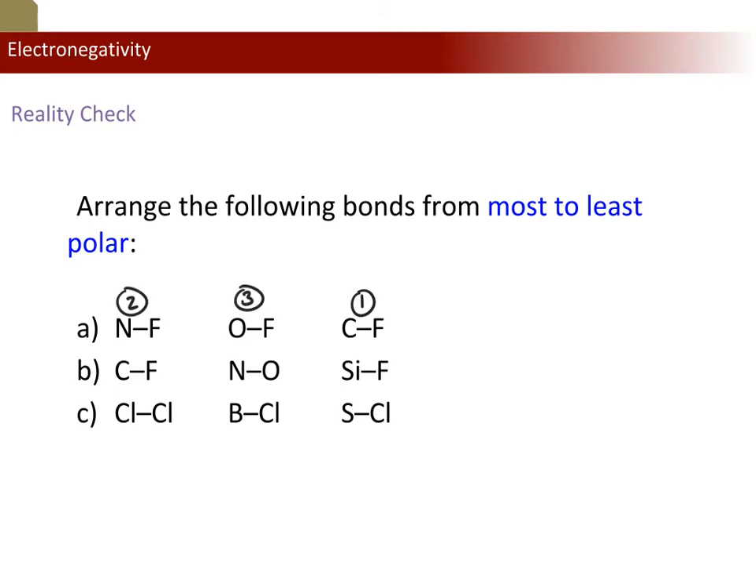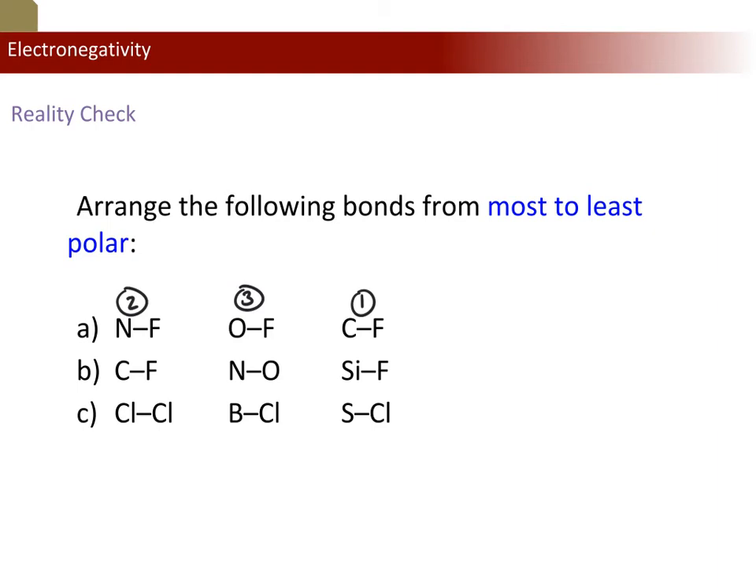So if I ordered them from most polar to least polar, it'd be carbon-fluorine, followed by nitrogen-fluorine, and then finally oxygen-fluorine. Now I can think of the same kind of concepts. The further the two elements are away from one another, the more polar they become, if you're thinking about it in terms of electronegativity. Well, once again, one that's bonded to fluorine is going to have a pretty polar situation.